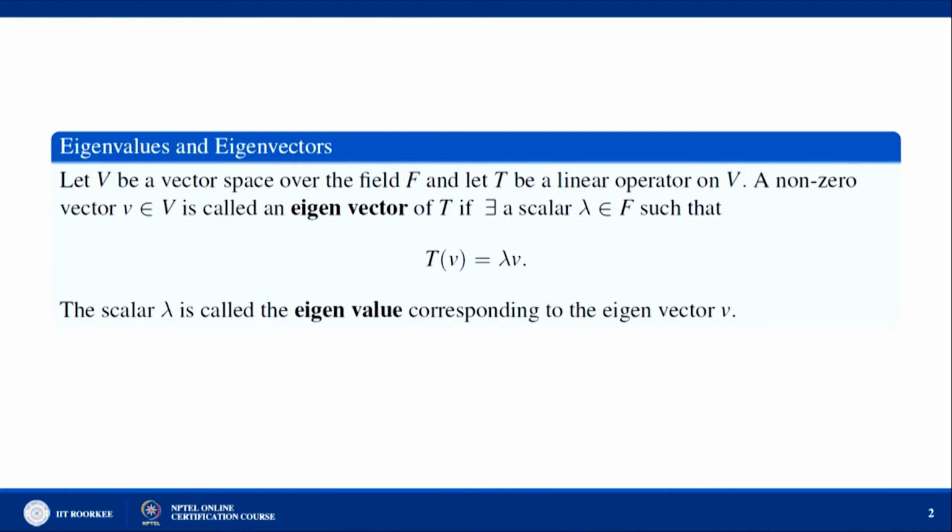Now today's lecture is based on eigenvalues and eigenvectors, that if we have a given matrix A, then how can we find its eigenvalues and the corresponding eigenvectors. So first of all, what eigenvalues and eigenvectors are?